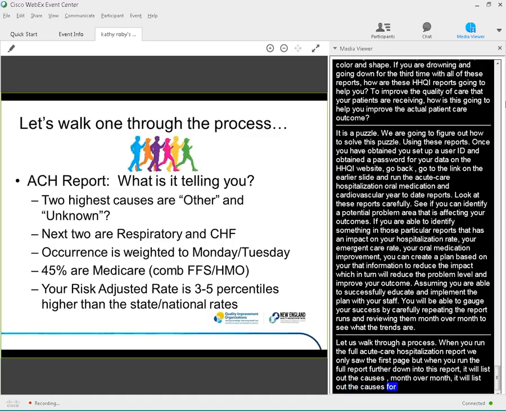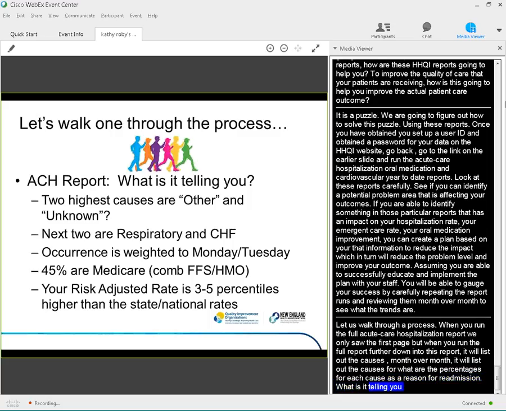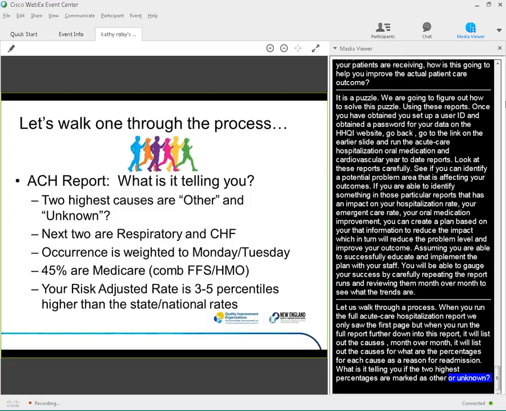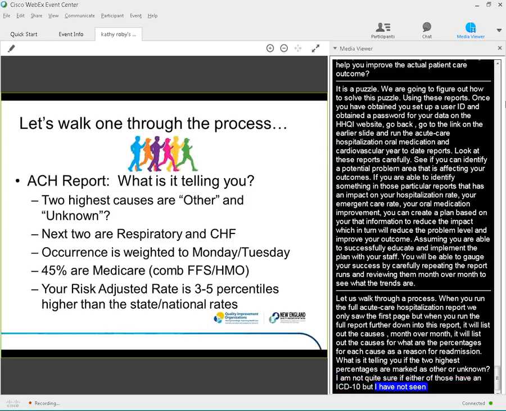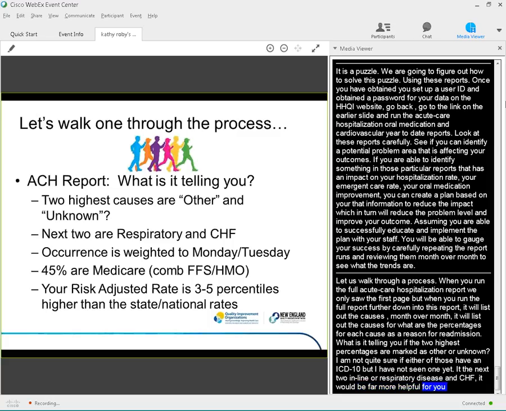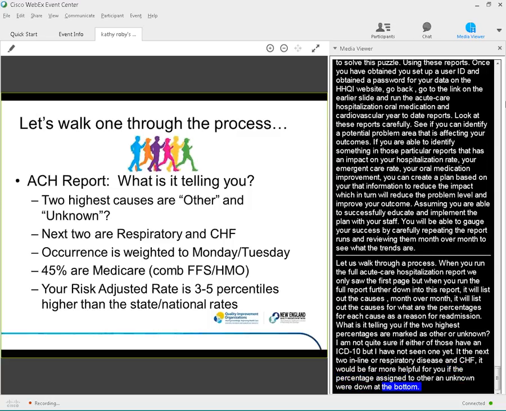What is it telling you? If the two highest percentages are marked off as other or unknown. I'm not quite sure if either of those have an ICD-10, but I haven't seen one yet. If the next two in line are respiratory disease and CHF, it would be far more helpful for you if the percentages assigned to other and unknown were down at the bottom. You need to absolutely know what the real cause for the readmission was.